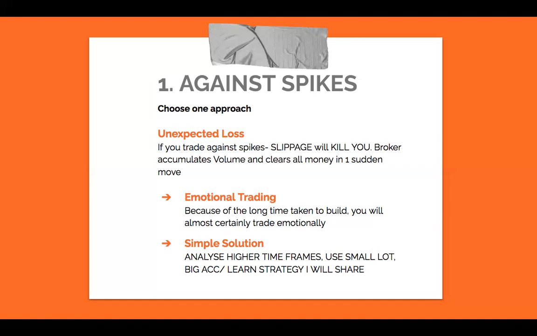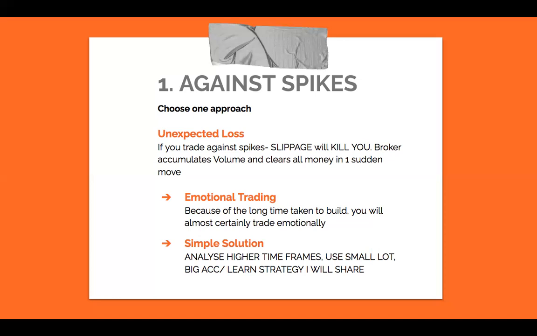And then, because of the long time taken to build your account, you will most certainly trade emotionally in the long run. Okay, so imagine holding a trade for, say, 5 hours, and then it booms, it spikes in the next probably 10 minutes, and you're in loss, and you've been holding a good profit amount. So there's a lot of emotional trading involved with trading against spikes.